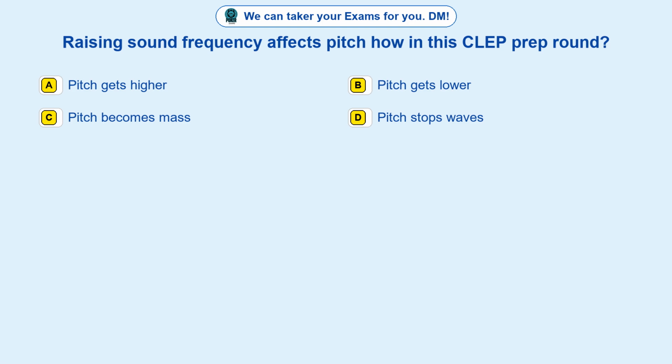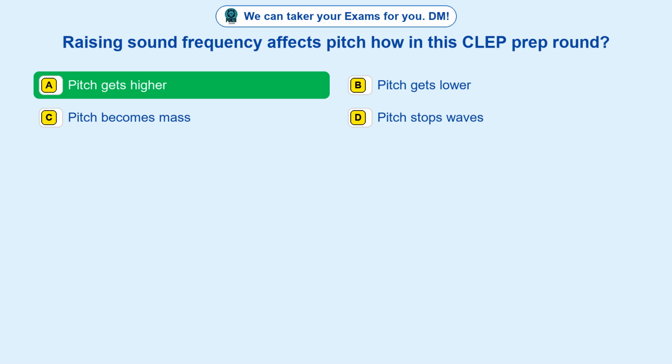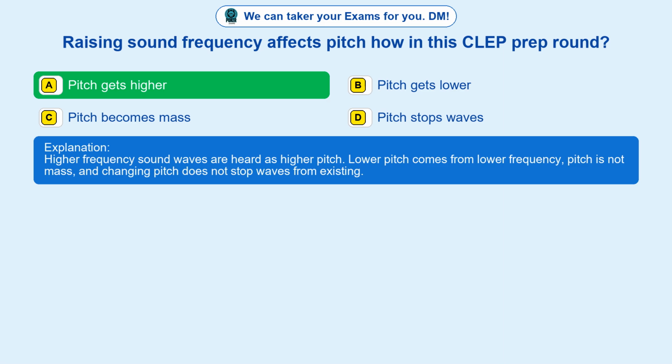Question 67. Raising sound frequency affects pitch how in the CLEP prep round? Option A, pitch gets higher. Option B, pitch gets lower. Option C, pitch becomes mass. Option D, pitch stops waves. The correct answer is option A. Pitch gets higher. Higher frequency sound waves are heard as higher pitch. Lower pitch comes from lower frequency, pitch is not mass, and changing pitch does not stop waves from existing.